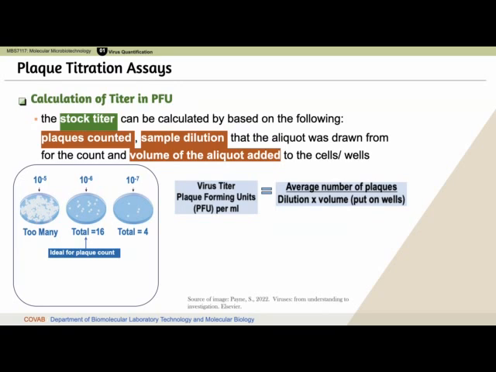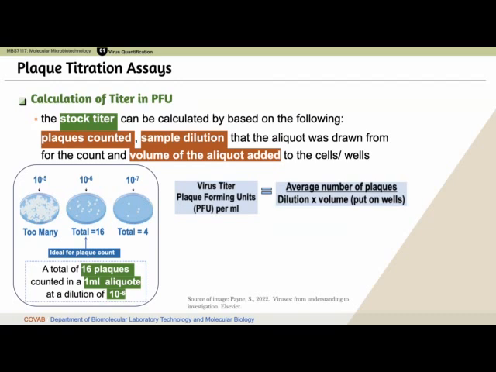So we've counted 16 plaques, and these were at a dilution of 10 to the minus 6. And if we can remember, we were using a volume of 1 ml of aliquot to put on our 6 well plates. So that's the volume of aliquot we added to the cells, and it was uniform all through.